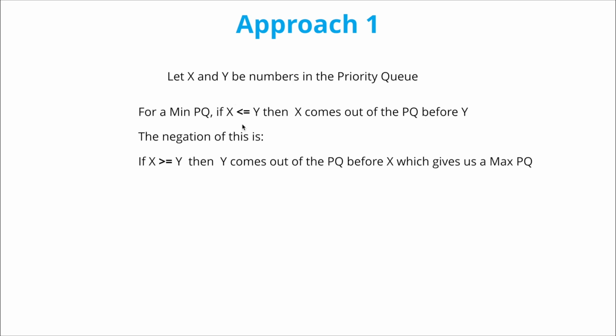Now, by negating this equality sign, we're going to achieve the opposite of this behavior. So by saying if x is greater than or equal to y, then y will come out of the priority queue before x, which gives us a max priority queue. So let me show you an example.